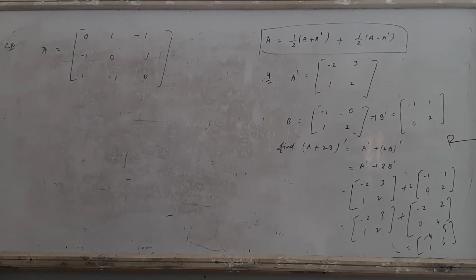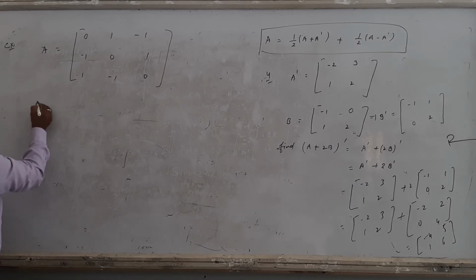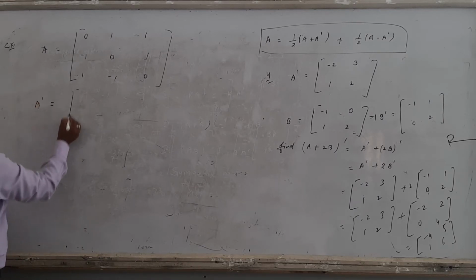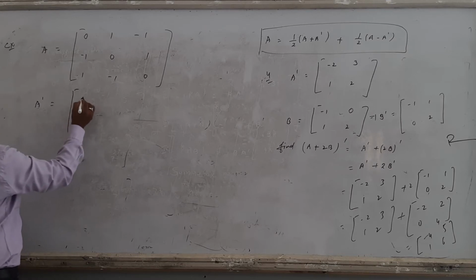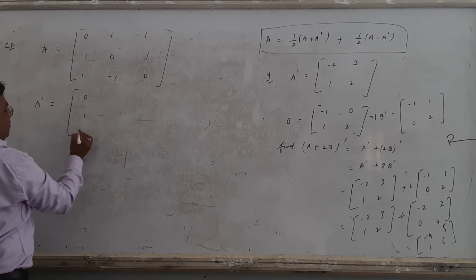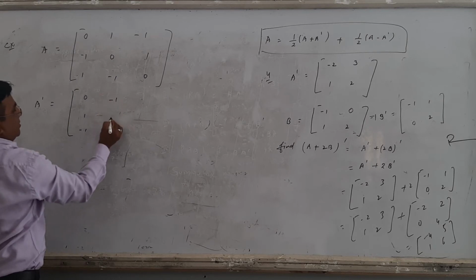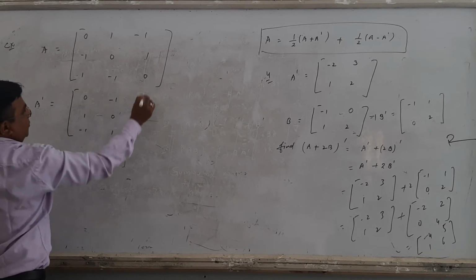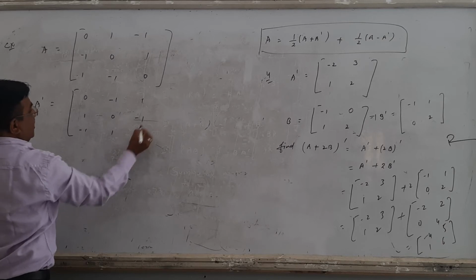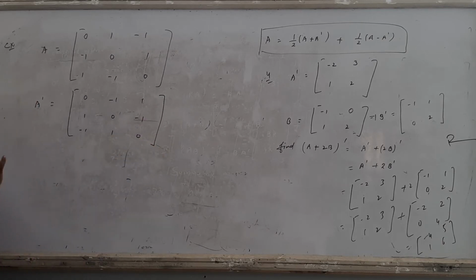So what is the definition of a skew symmetric? A dash is equal to minus A. Now find A dash, that is the transpose matrix. First row 0 1 minus 1, second row minus 1 0 1, third row 1 minus 1 0. This is the transpose matrix, that means A dash.